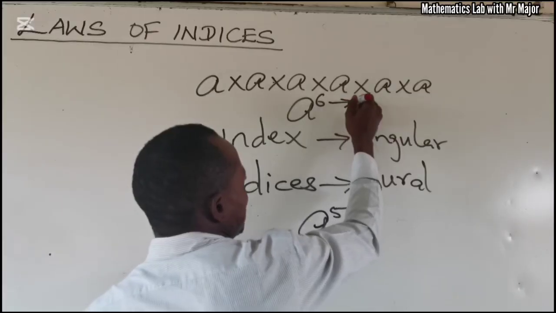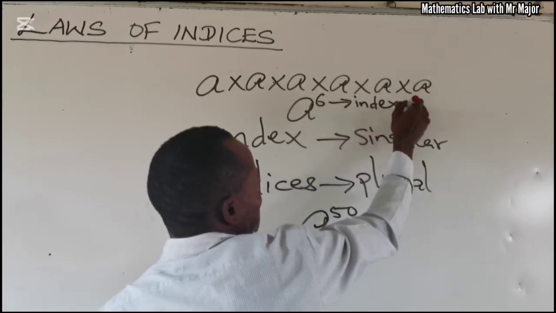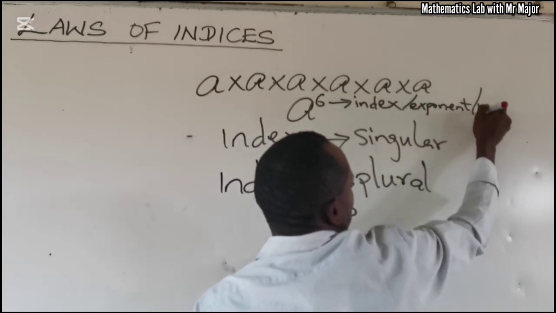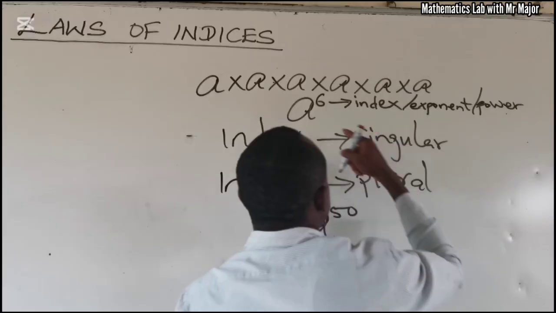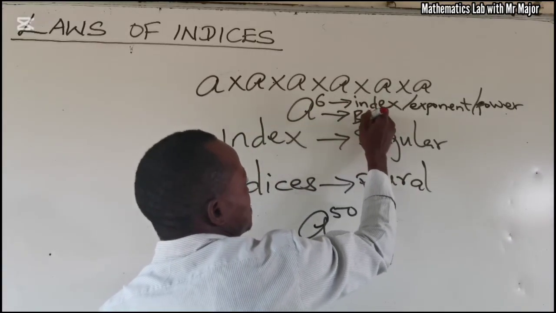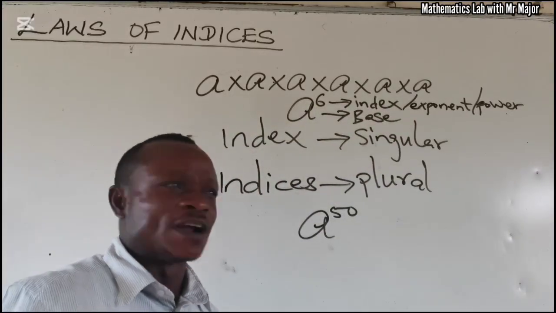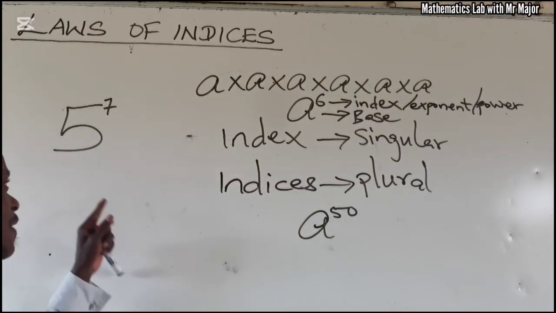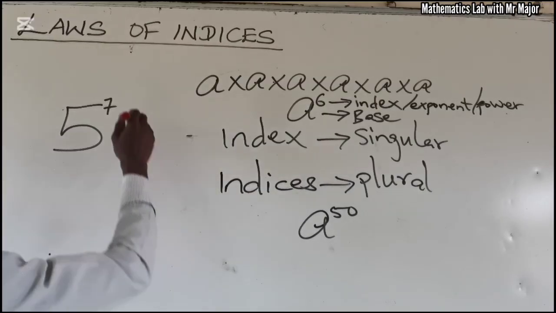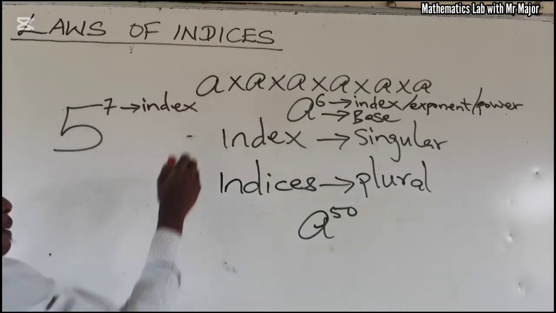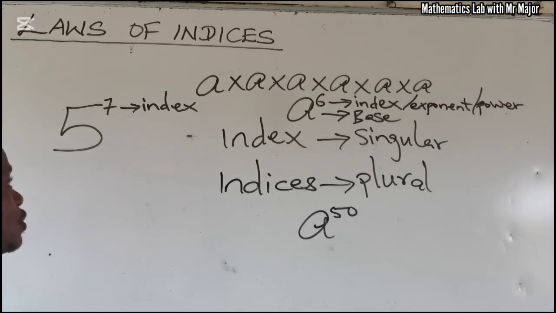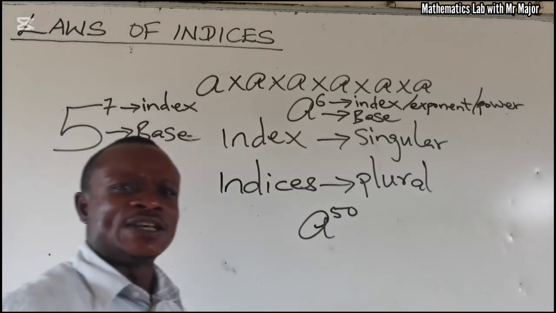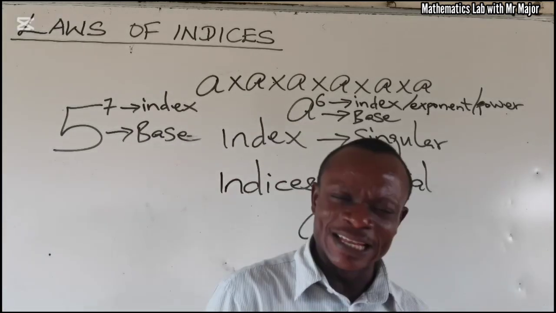Now, this 6 here is what we call index. You can also call it exponents, and you can also call it power. Then the A is the base. So if, for example, we have something like 5 raised to power 7, that means 5 multiplying itself 7 times. The 7 is the index or the power or the exponent, while 5 here is the base.